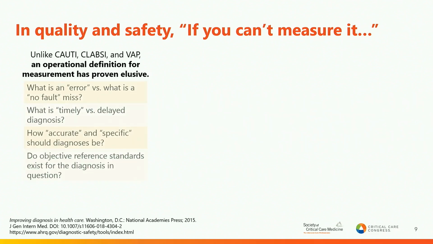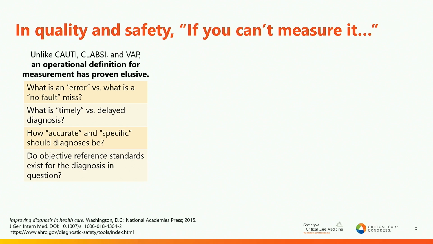There's a lot of things like, okay, well, what is an error? Or what is a no-fault miss? If a patient doesn't tell me their full medical history, or I have no access to that, or they don't tell me some substance they're abusing that I have to later discover, that's not necessarily, nobody's necessarily at fault for that. Similarly, what is timely versus delayed diagnosis?